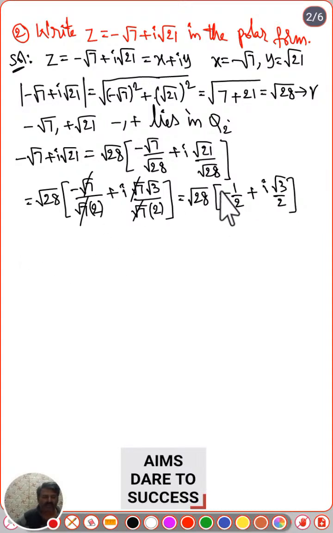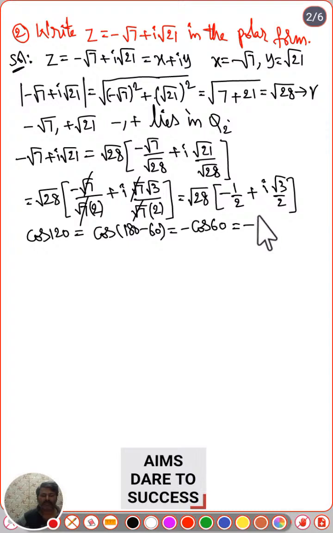Actually, without the minus, 1 by 2 is cos 60. Root 3 by 2 is sin 60. But here minus 1 by 2 is there, so what should we do? Okay, I will explain. Cos 120 can be written as cos of 180 minus 60. Cos of 180 minus 60 is minus cos 60. The minus will be the same, cos 60 value is 1 by 2. Okay, like that, minus 1 by 2 is the value of cos 120.